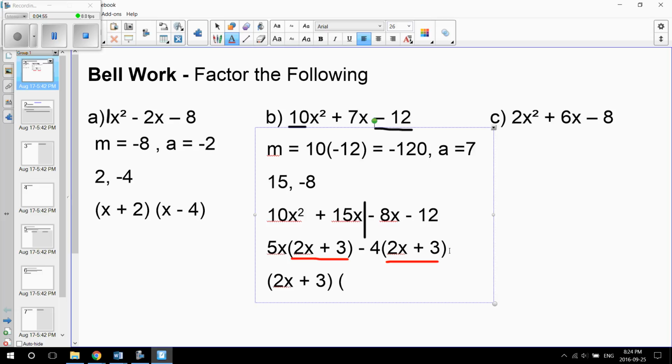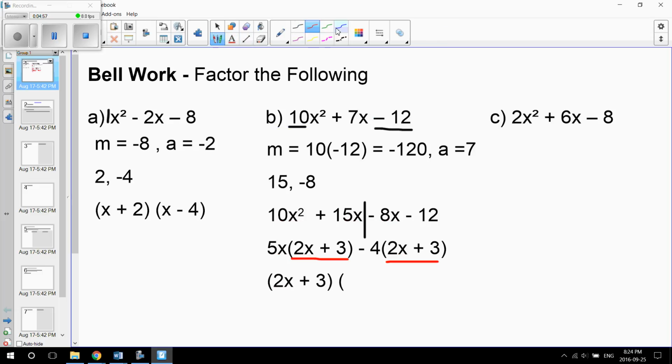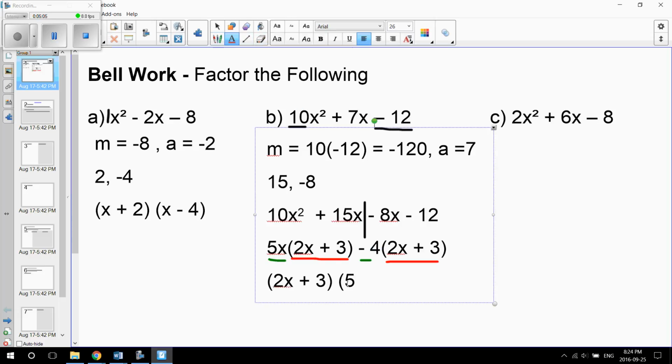And then anything that's left over in front of those brackets, this 5x and this minus 4, make up our second bracket. So our second bracket is 5x minus 4. Now that we have our two brackets, we're done that question. Let's take a quick look at C here.